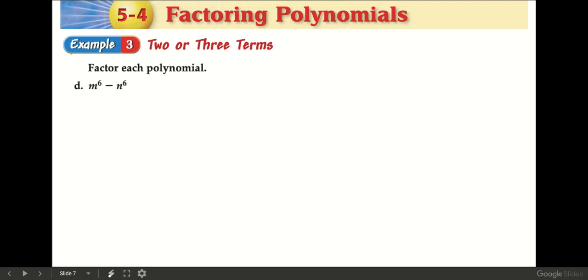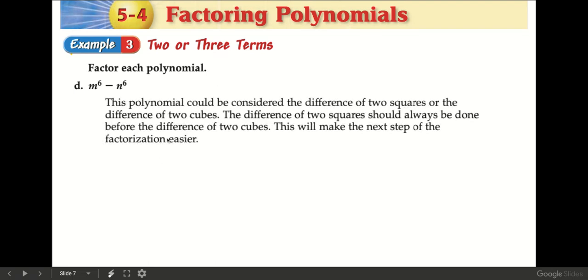Let's look at the last one here. So here I have m to the 6 minus n to the 6. Now you might ask yourself, we didn't learn about 6th power ones, but there's something that you should remember as far as your rules of exponents, right? This polynomial could be considered the difference of two squares or the difference of two cubes. The difference of two squares should always be done before the difference of two cubes, because this will make the next step of factoring much easier.